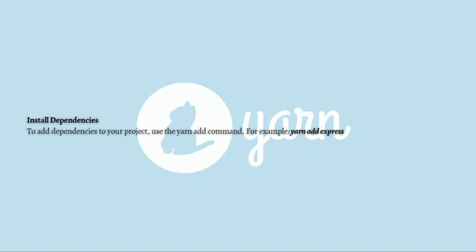And next, what you need to do is to install the dependencies. To add dependencies to your project, just use the yarn add command in your terminal. For example, yarn add express.